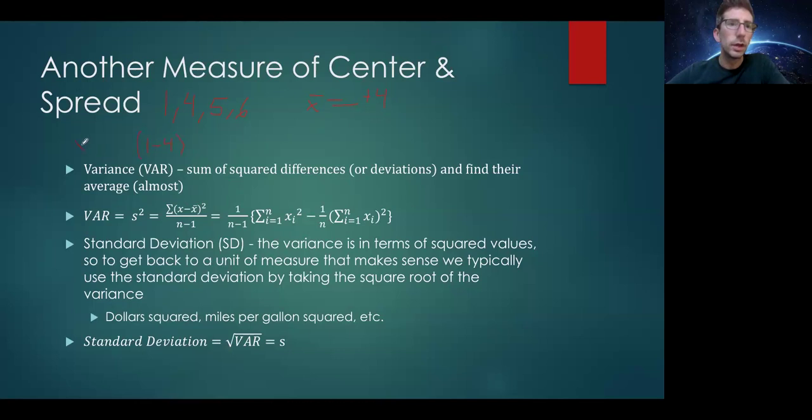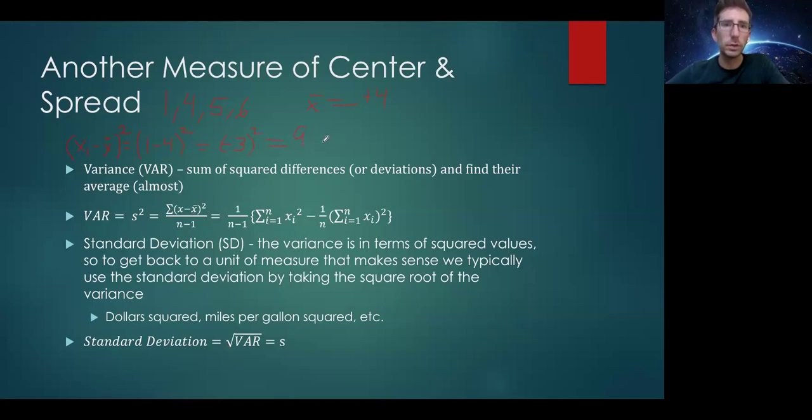This is x1 minus our x bar, and let's just throw the squared sign on there. This is -3, right? 1 minus 4 is -3. And then we have that squared up there. So if we square it, what do we get? We get 9.